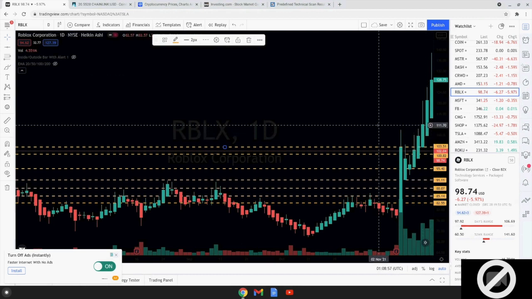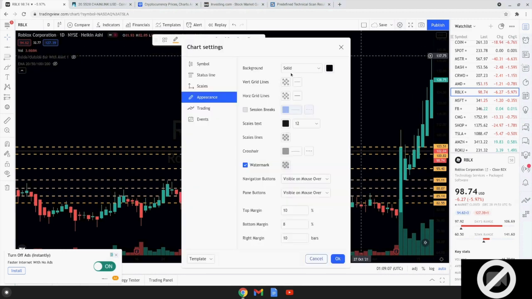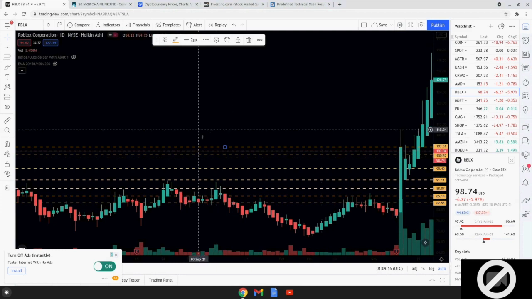Okay. One more question. Yeah. How did you get the name of the stock on the screen in the background? Oh yeah, so that's all with the appearance, right? That's another thing too. Let me show you. Let me see the appearance. Is it the scale? It's the watermark. Take this off. See the watermark.